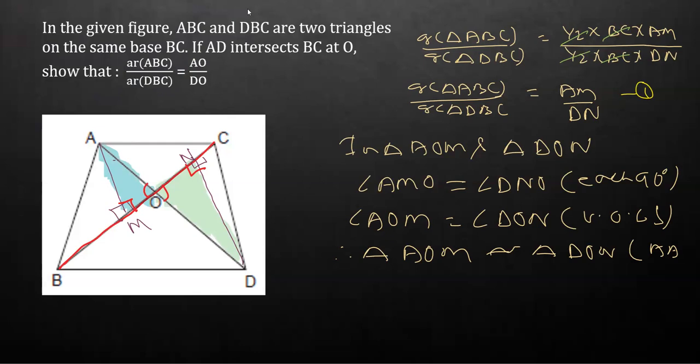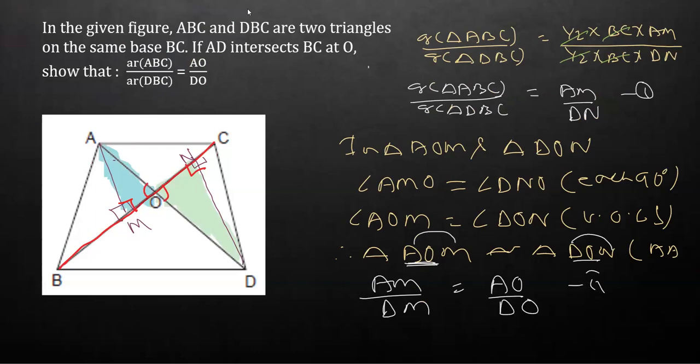Now, as you know, the purpose of proving these two triangles similar was to write their sides as proportional. Once the triangles are similar, their corresponding sides are proportional, that is AM over DN is equal to AO over DO. This being equation 2.